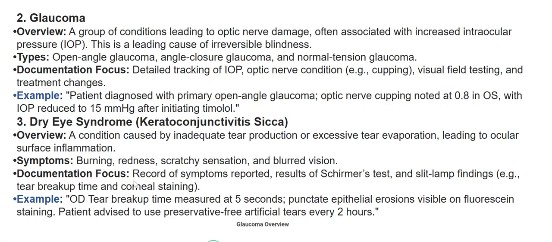Documentation focus here: record symptoms reported, results of Schirmer's test, and slit lamp findings, for example, tear breakup time and corneal staining. Example: OD tear breakup time measured at 5 seconds, punctate epithelial erosions visible on fluorescein staining. Patient advised to use preservative-free artificial tears every 2 hours.